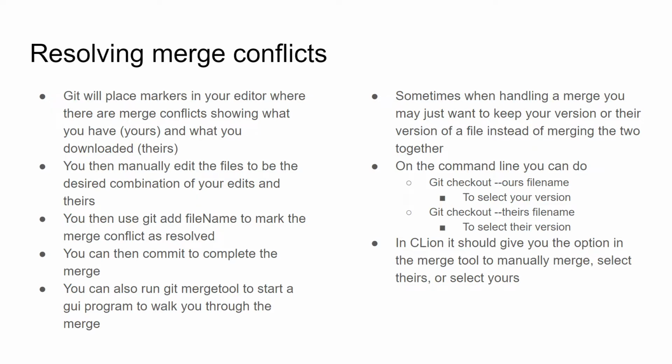If you're doing it on the command line, what you end up doing is you manually edit the files to be what you want them to be, right? So you go through your text editor and you edit them. Then you re-add them back to the repository by doing git add file name to mark that conflict as resolved. And then you would do git merge once again to complete the changes.